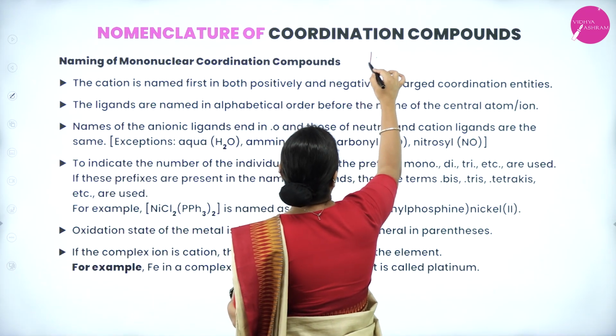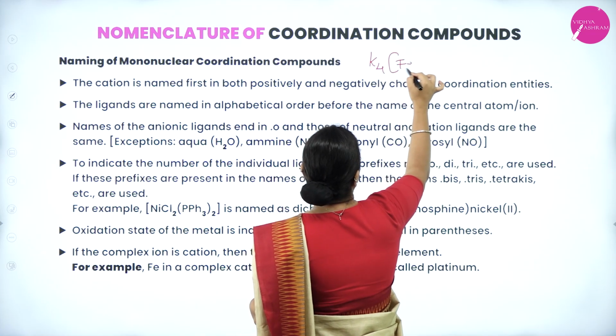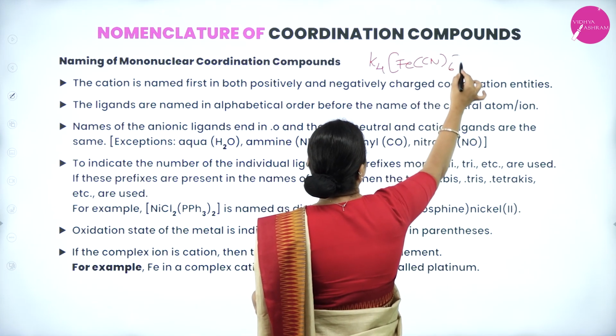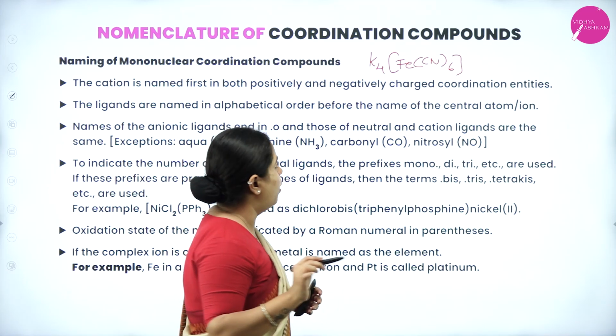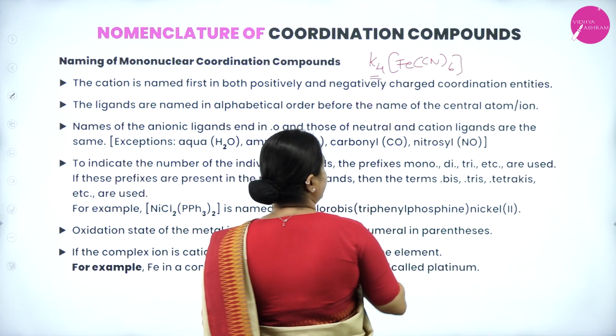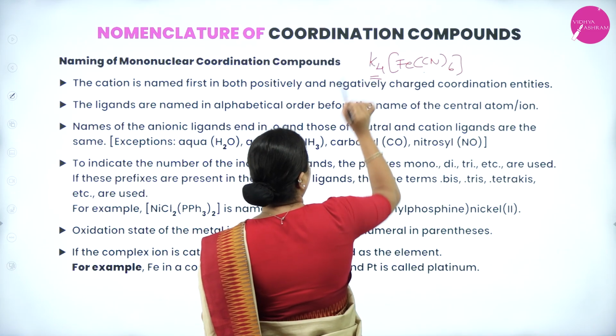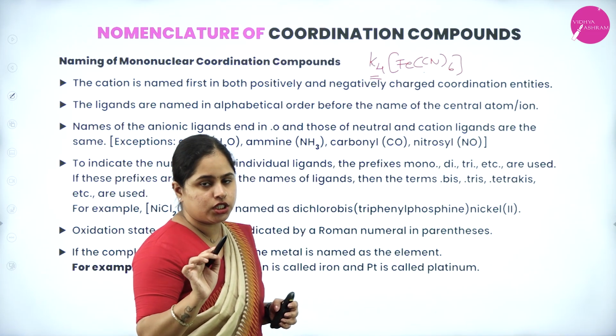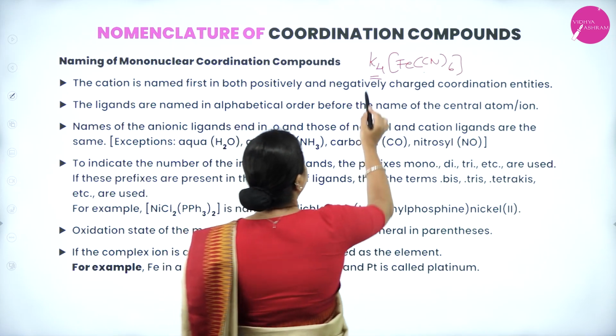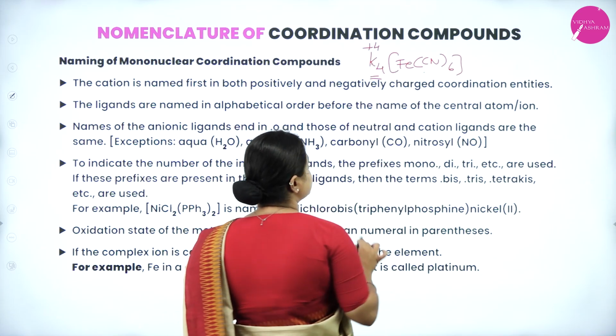For example, K4[Fe(CN)6]. If you consider this particular coordination compound, this is the counter ion and this is the coordination sphere, right? So the counter ion potassium has +1 charge. How many are there? 4 are there, right? So the charge on the potassium is +4.